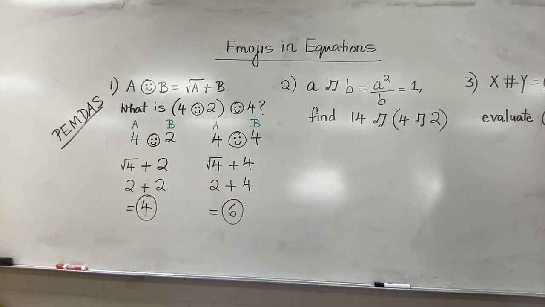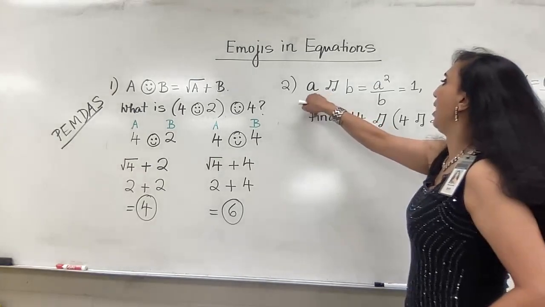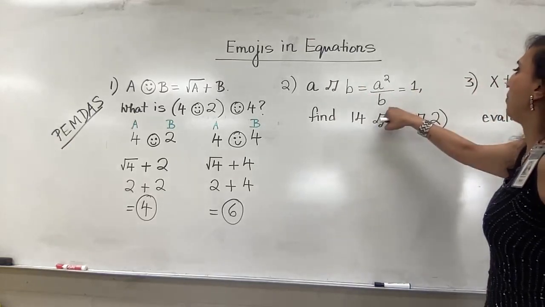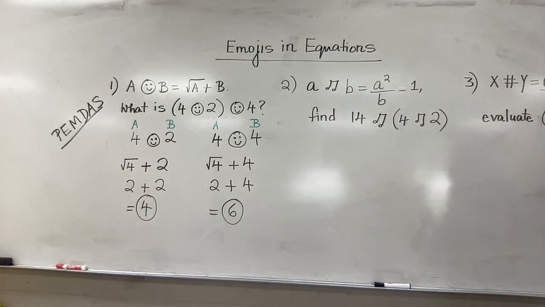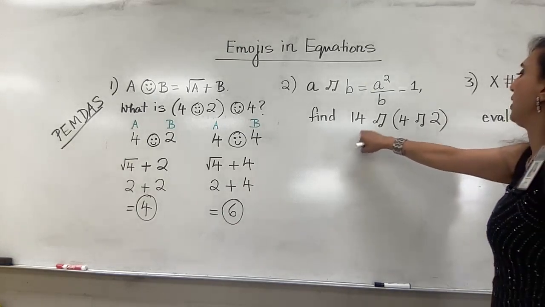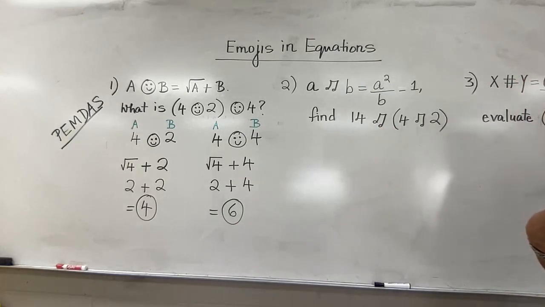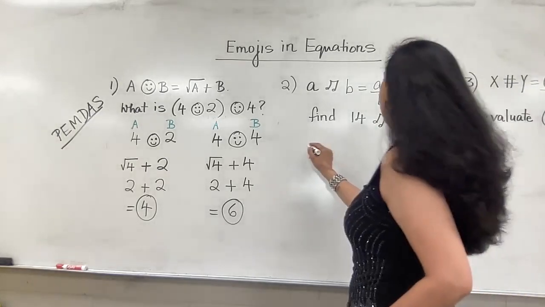All right, let's look at this one with the musical notes. It's telling you that A musical note B is equal to A squared over B minus 1. Then it's saying find 14 note 4 note 2. Following the order of operations, I'm going to do parentheses first, and my parentheses part is 4 musical note 2, so I'm going to take this part first.